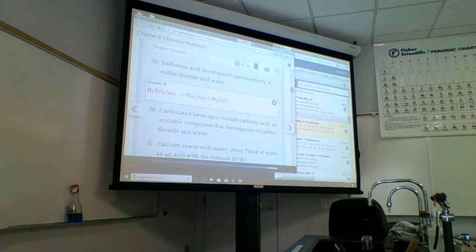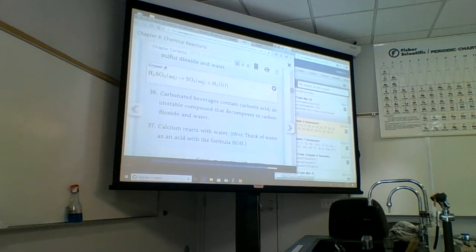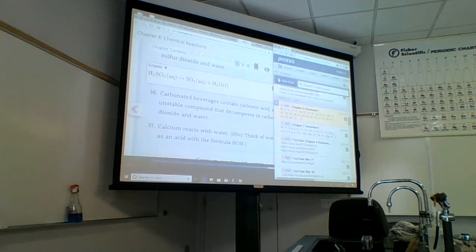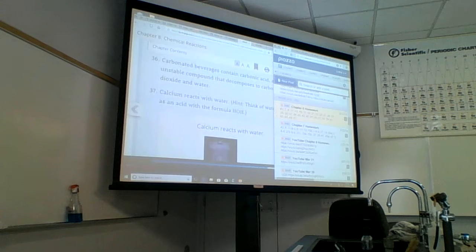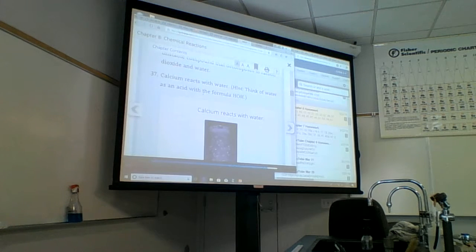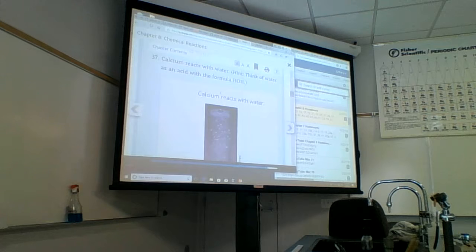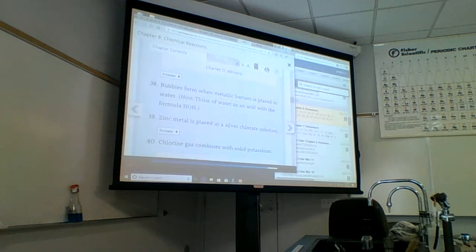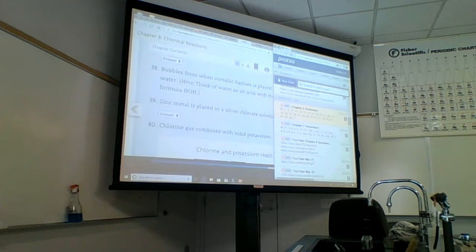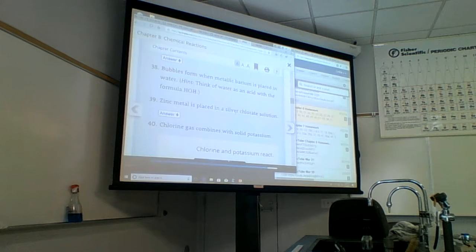So this one, even though this is an acid-base type reaction, it's related to metathesis. It's one of the driving forces for metathesis. 37, calcium reacts with water. This is single replacement, so skip it. 39, zinc metal is placed in silver chlorate solution.